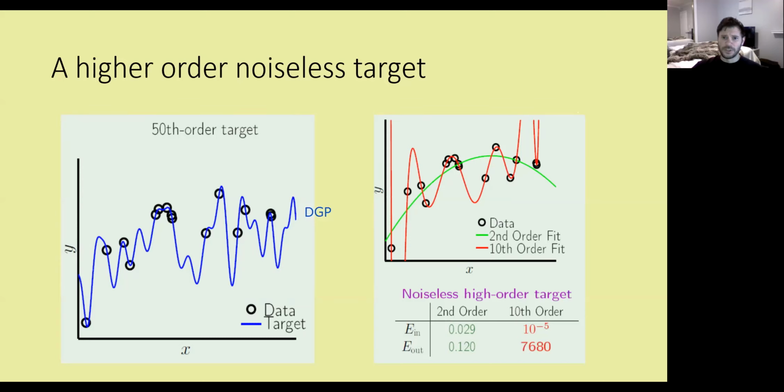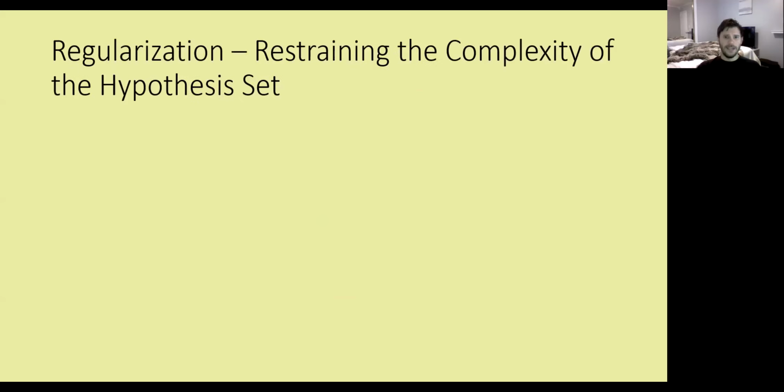And the solution to this problem, at least one solution that we're going to talk about today, is known as regularization. The idea behind regularization is that we are going to essentially tie our hands and restrain ourselves. We're going to restrain the complexity of our hypothesis set, of the set of functions we're thinking about using to choose our best fitting model.